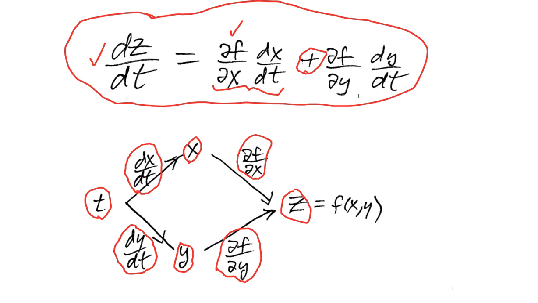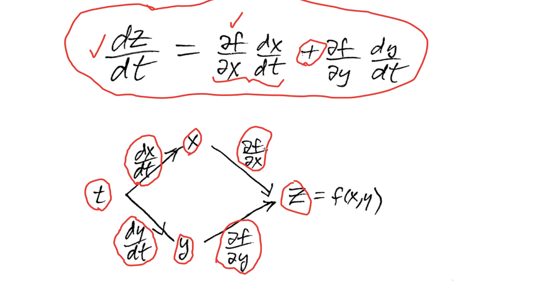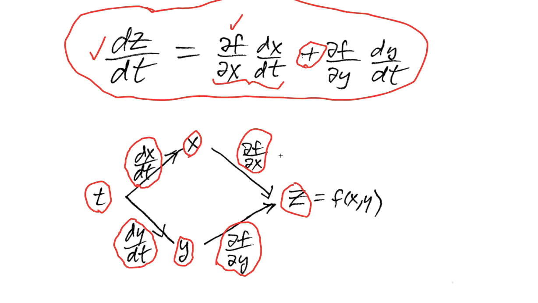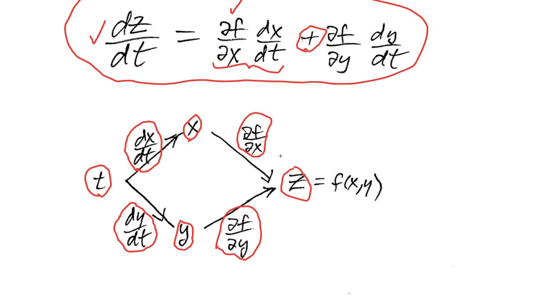Now, this idea could be extended. We might have another variable, w. Maybe z depends upon x, y, and w, in which case I would have a third arrow, and some partial derivatives and some whole derivatives involved. I'm not sure if that helps or not, but some people like to think about writing it that way.